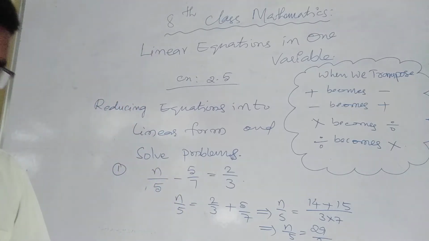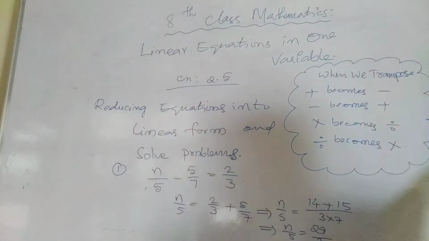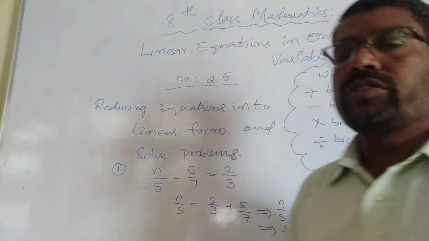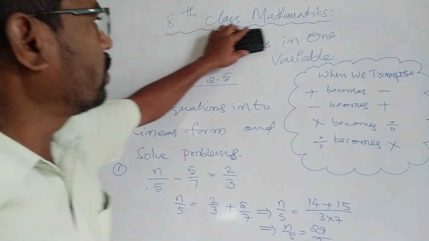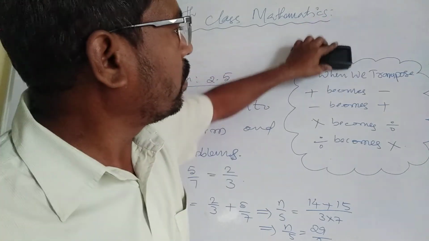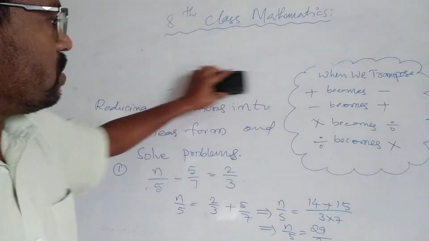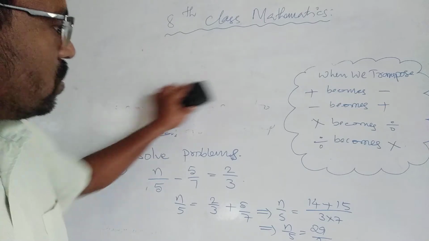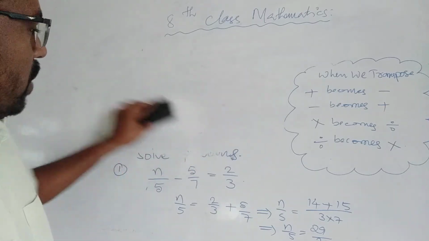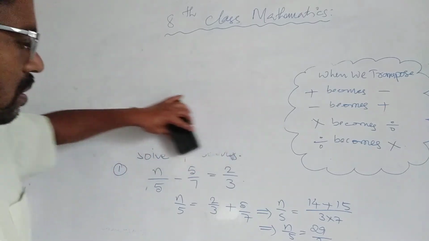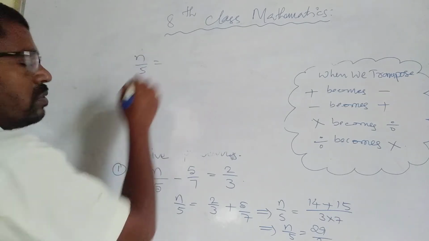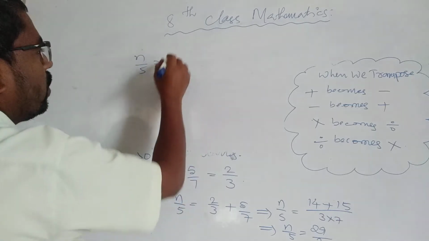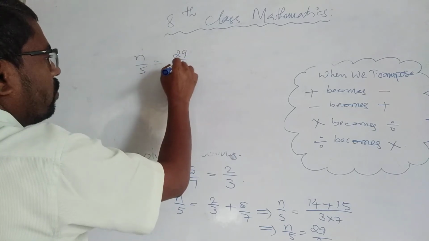Okay, children, now I want to remove the top one. You should write properly. Exercise 2.5 problems, this is the first bit. You should copy the answer. Now I got it. Now here n by 5 is equal to, how much do I have? 29 by 21, I got.